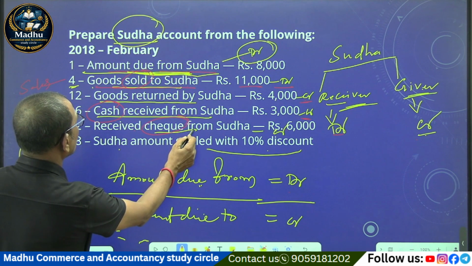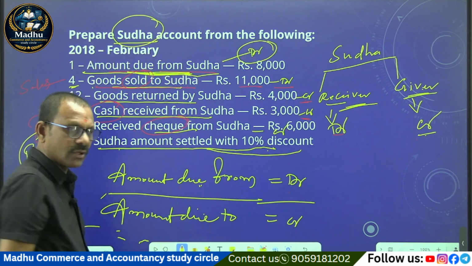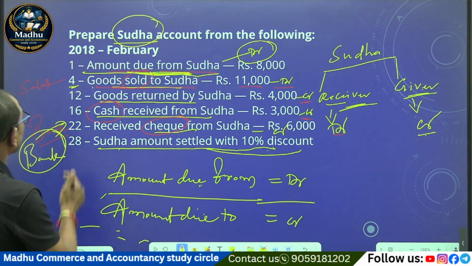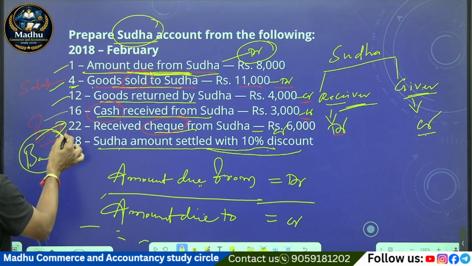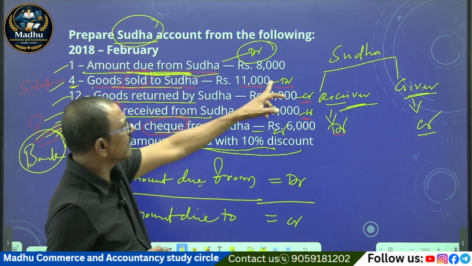Next, check received is over, and after that Sudha's account amount is settled with 10% discount. This one we have to do here. So up to here, first one recorded, second one recorded, third, fourth, fifth recorded. The first two things came on the debit side.